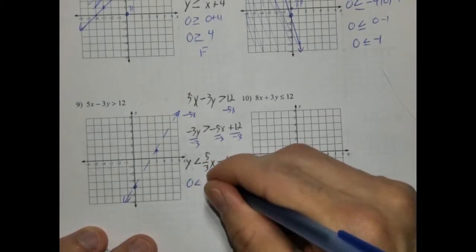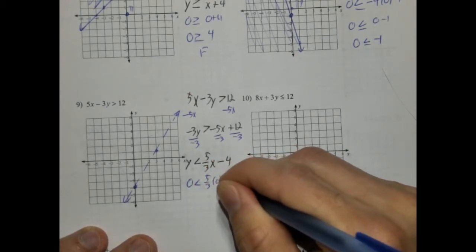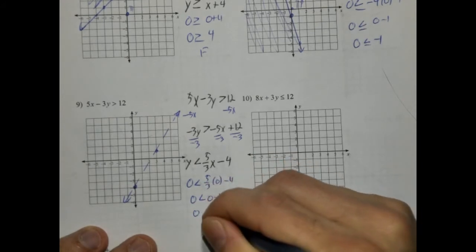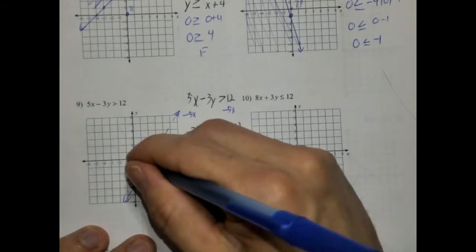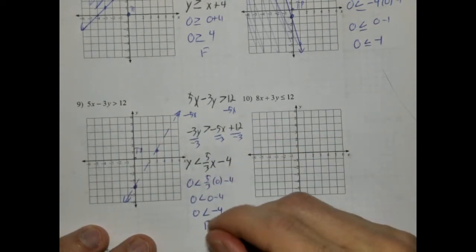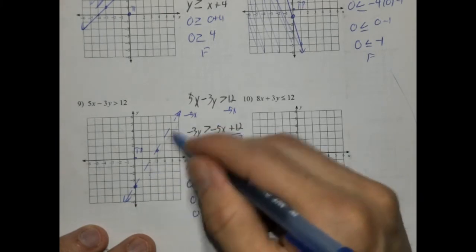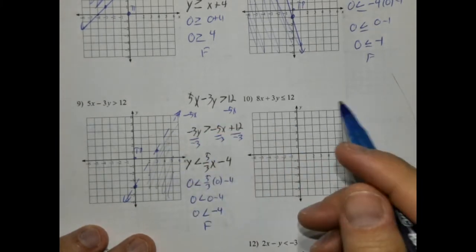0 is less than 5/3 times 0 minus 4. 0 is less than 0 minus 4. 0 is less than -4. That's a false statement. Right. Because it's false, we're going to go away from the test point. So there you go. Okay.